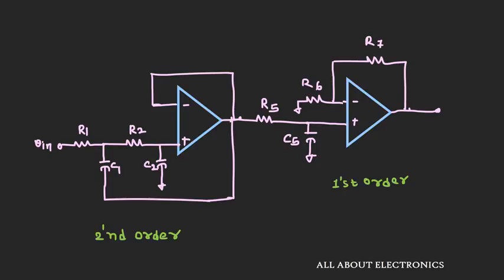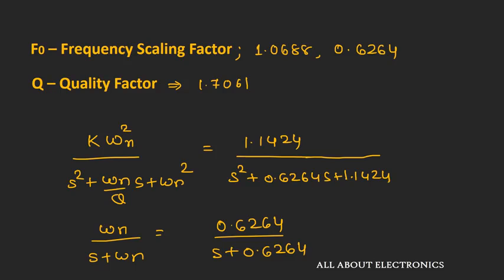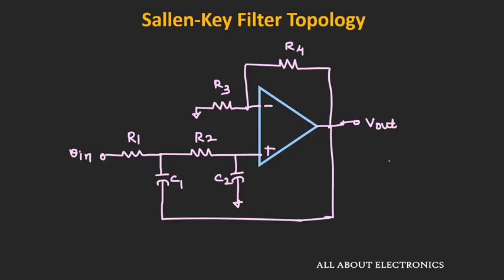So our third order filter should look like this, which consists of a second order Sallen-Key filter followed by a first order low pass filter. So let us decide the values of these R and C's from the transfer function. First let us take the case of this second order section. So for this section, let us decide the values of these R and C's.